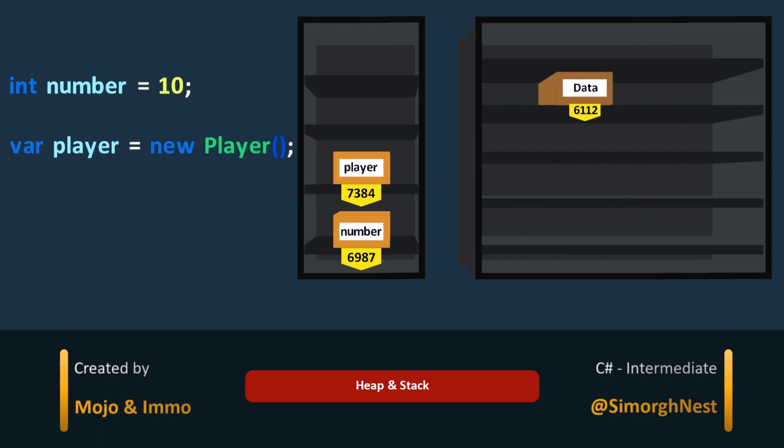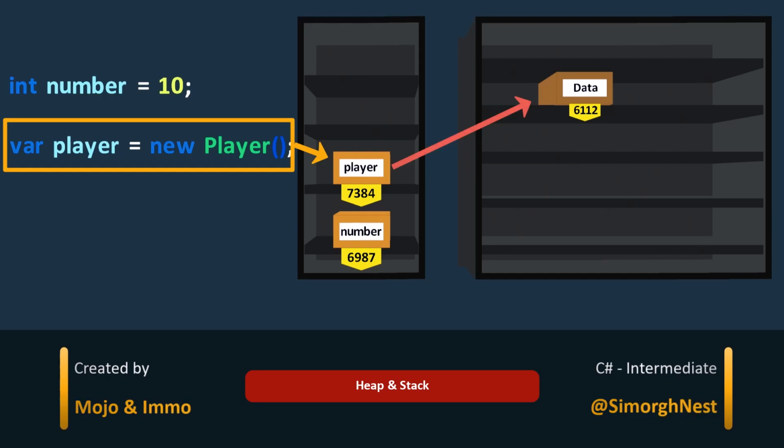We also mentioned that reference types store a reference to an object in memory, not the object itself. For instance, when we make an instance of the player class, an object with all its members is created and the variable stores the address of that object.